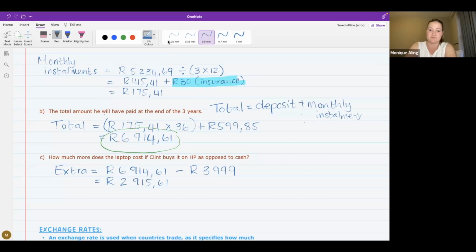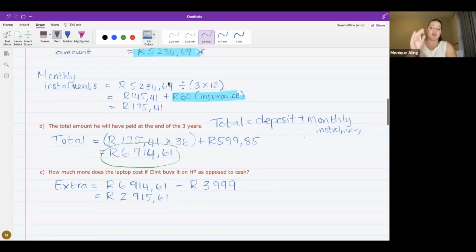Nice, well done. Okay, so all the questions we dealt with today are very common questions. So please make sure you understand how you get monthly installments, how you'd work out the final total, and the difference between the hire purchase price and the cash price. I will definitely be putting this into the revision lessons that we do.